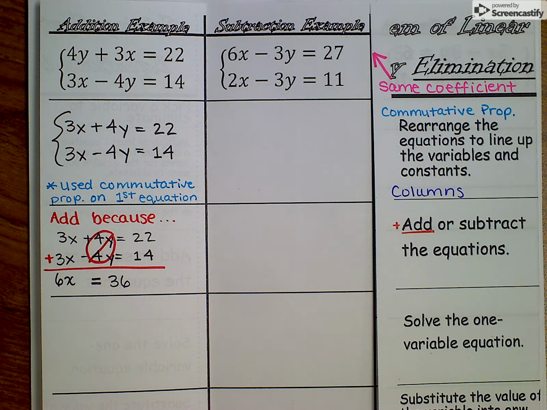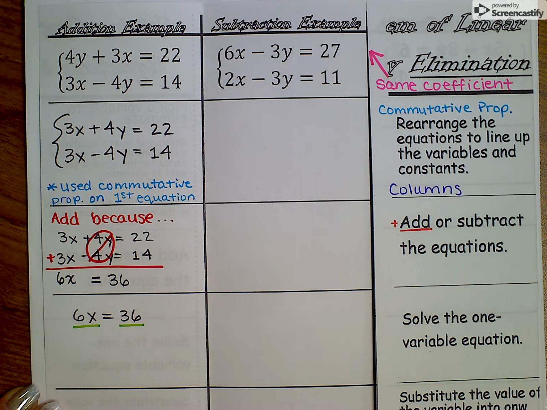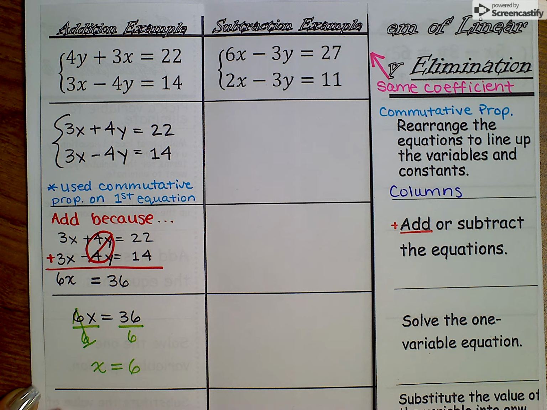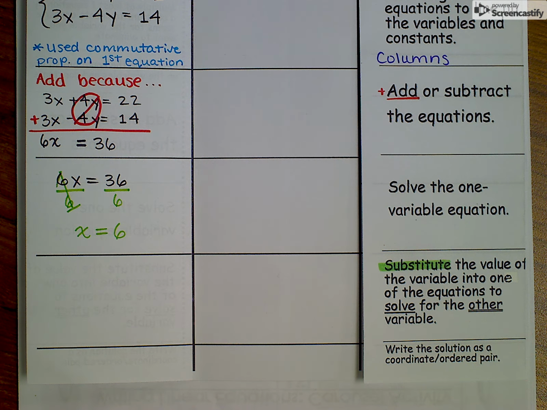This makes our next step of solving the one variable equation very simple because all I have left to do is get x alone by dividing both sides by 6, which reduces to 1 on the left side, leaving me with x is equal to 6. Last step, substitute the value of the variable into one of the equations to solve for the other variable.